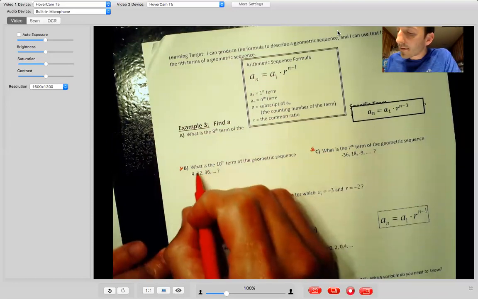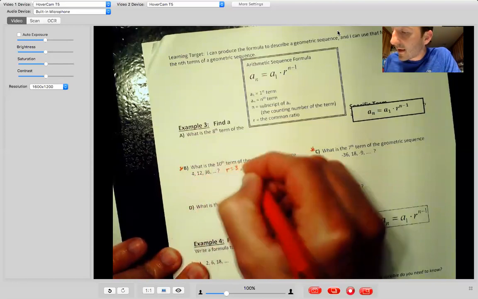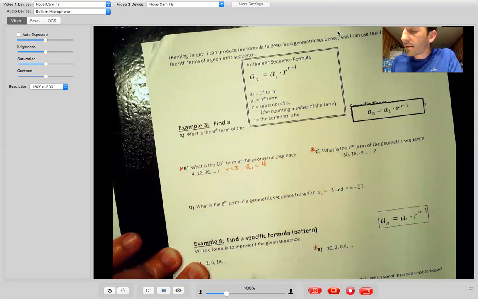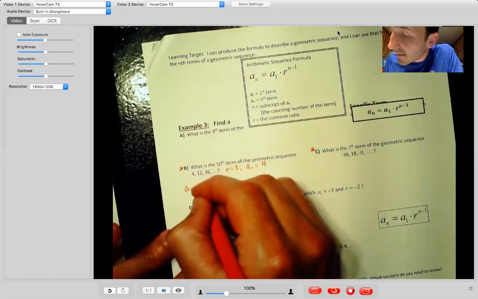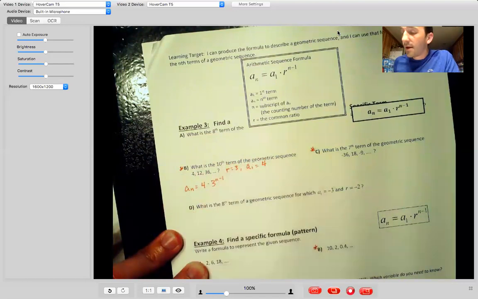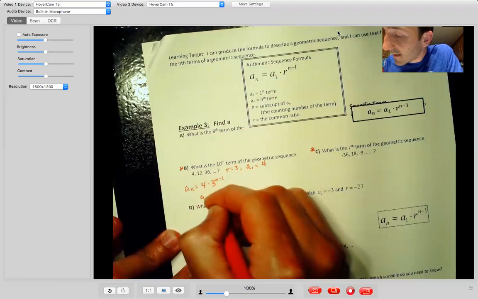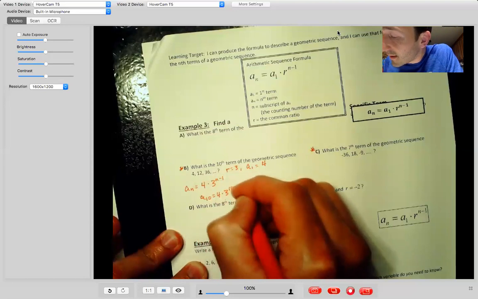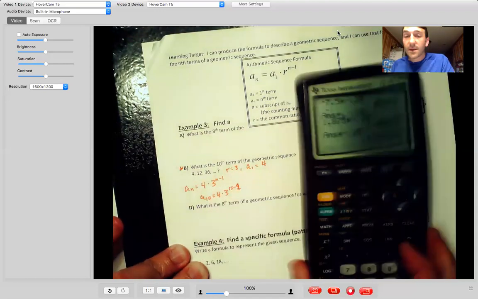All right, so looking at this one, we can tell that r equals 3 and a sub 1 equals 4. All right, so then my formula would be a sub n equals 4 times 3 to the n minus 1. And then we're asked to find the 10th term. So a sub 10 would equal 4 times 3 to the 10 minus 1. Or just type, sorry, n minus 1. It's like a 9 in my head.